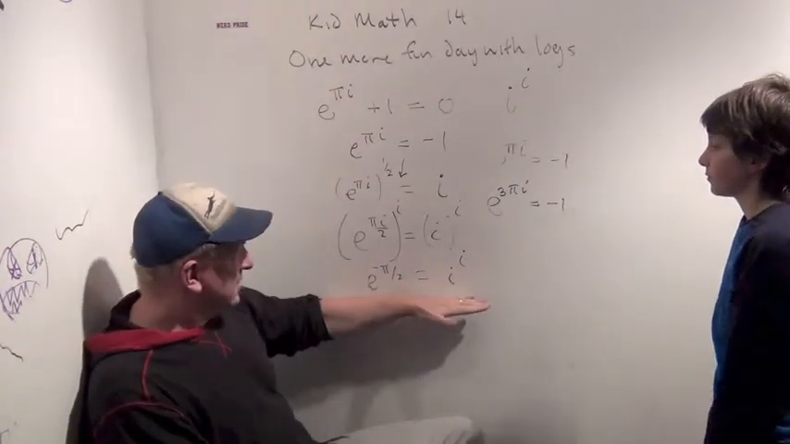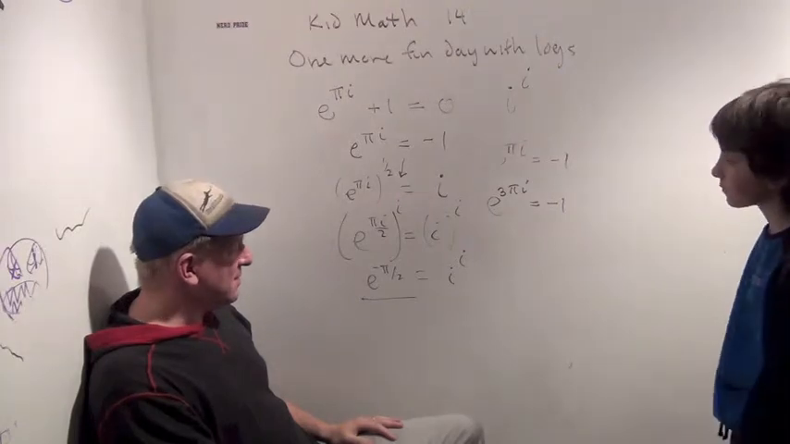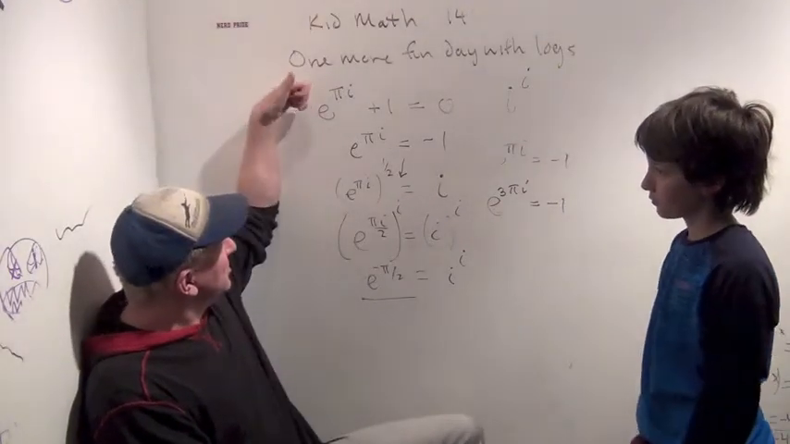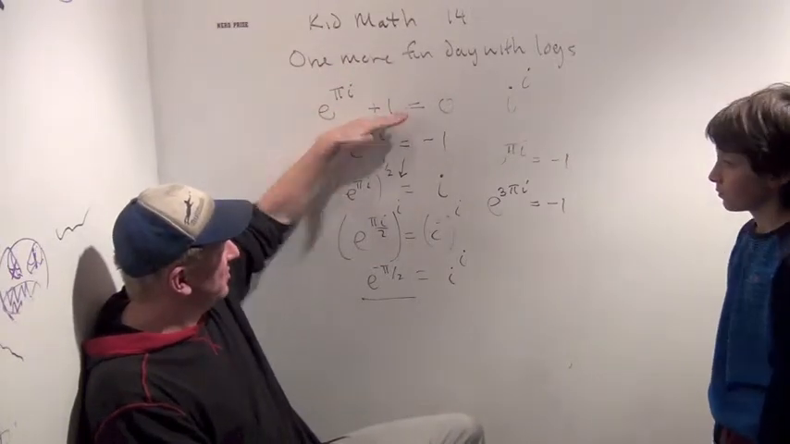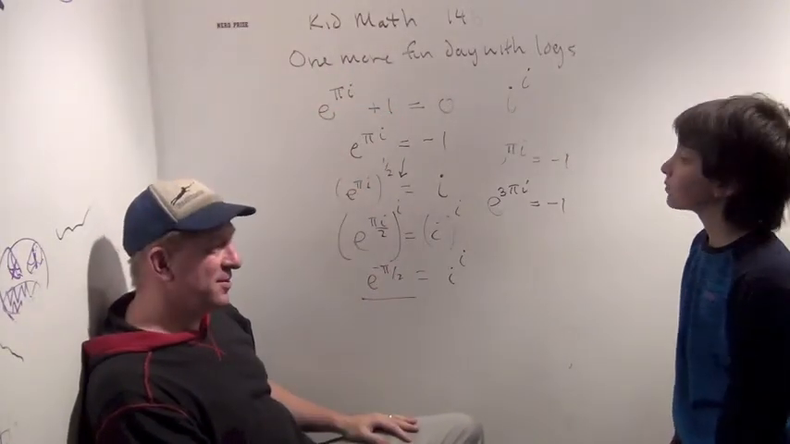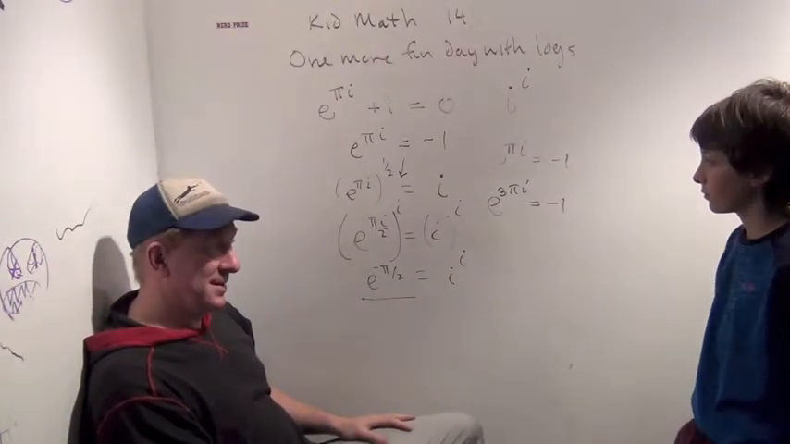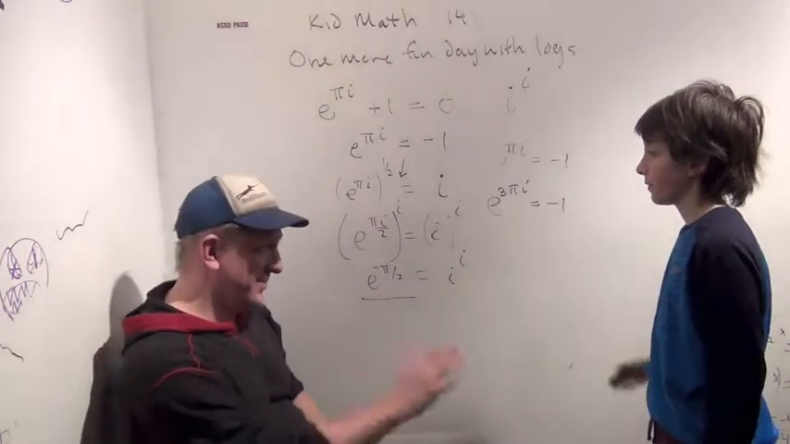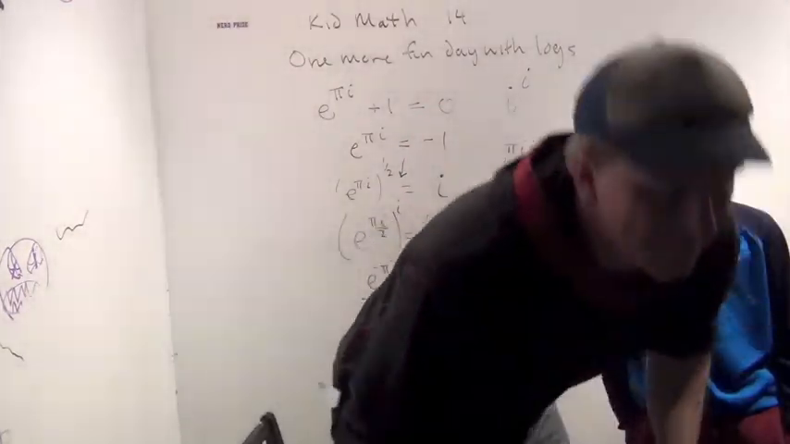But it looks like we found that i to the i is equal to e to the minus pi over 2. So there's another relationship between e and pi and i, besides just this equation. e to the minus pi over 2 is i to the i. I to the i seems to be a real number. Pretty cool, right? All right, good job this morning.